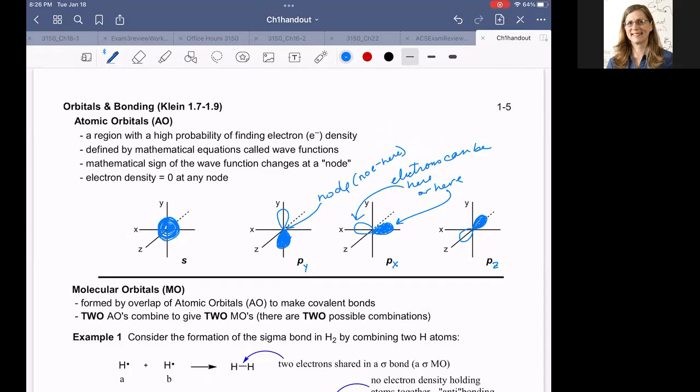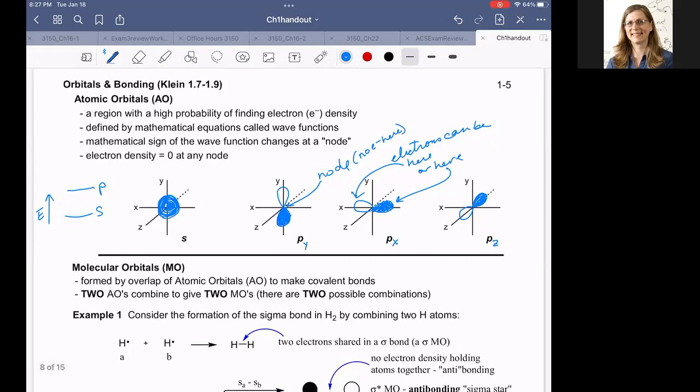Remember, the valence electrons are what we're going to care about. And remember, another thing that we talked about already was that an S orbital is lower energy than a P orbital. What we're going to find is that the more nodes a particular orbital has, the higher the energy, but also we could look at the P orbital and just see that it's more elongated. Those electrons are located further away from the nucleus, and that's going to make those electrons higher in energy. Okay, so those are the atomic orbitals that we're interested in.